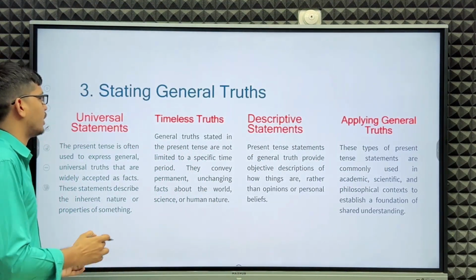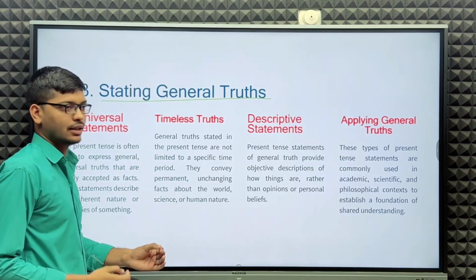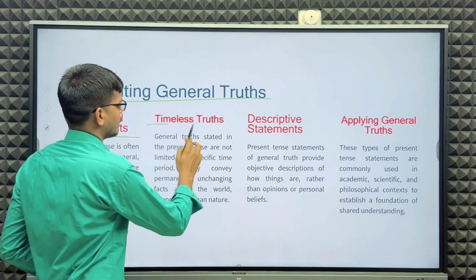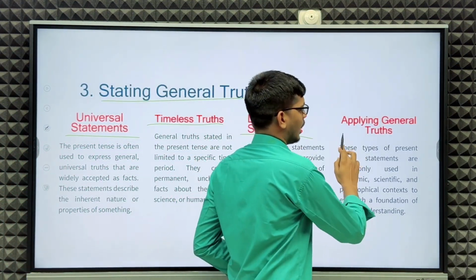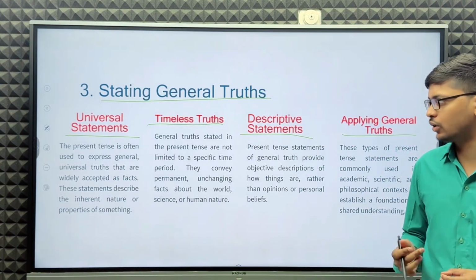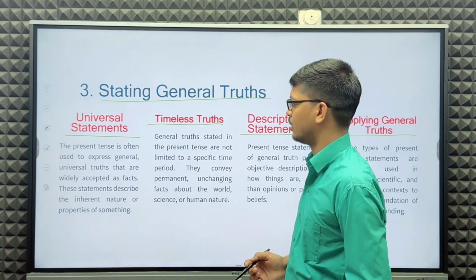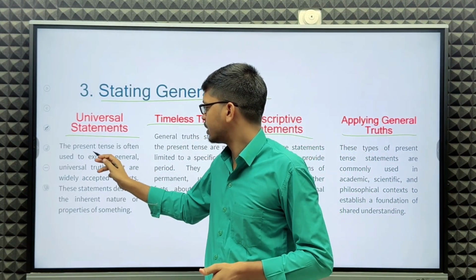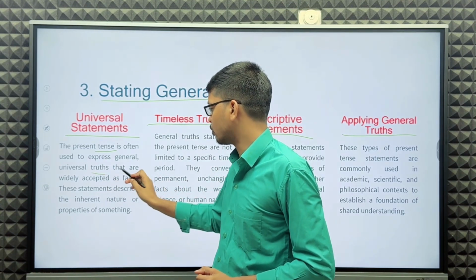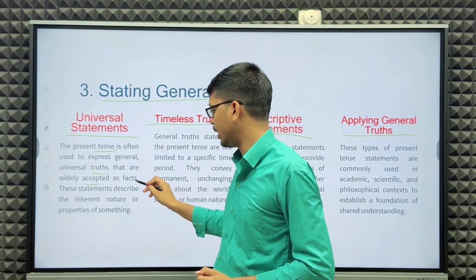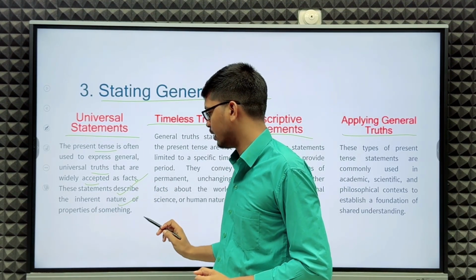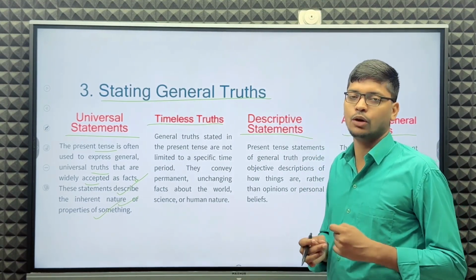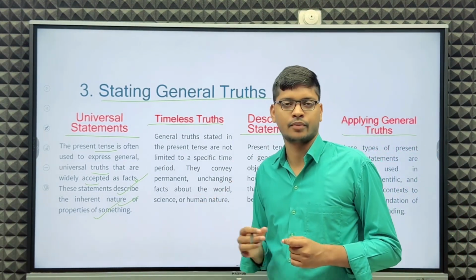Next use here, stating general truths. General truths like universal statements, timeless truths, descriptive statements, and applying general truths. So, universal statements. The present tense is often used to express general, universal truths and widely accepted facts. The statement describes the inherent nature or properties of something. So we will also see examples of these uses.